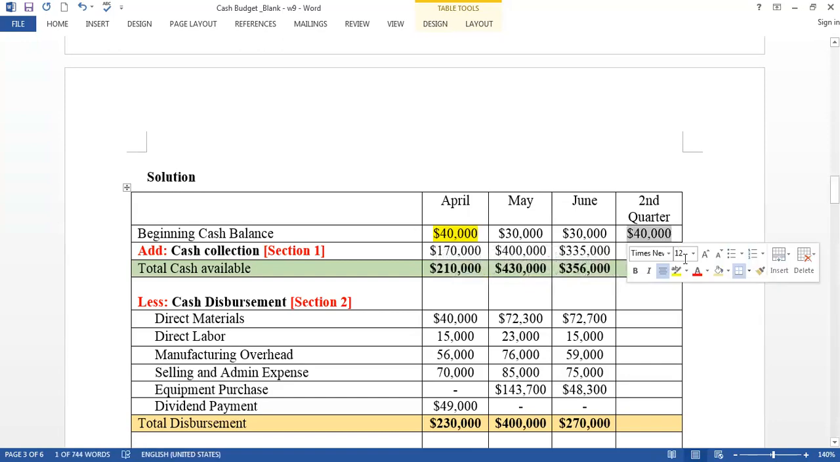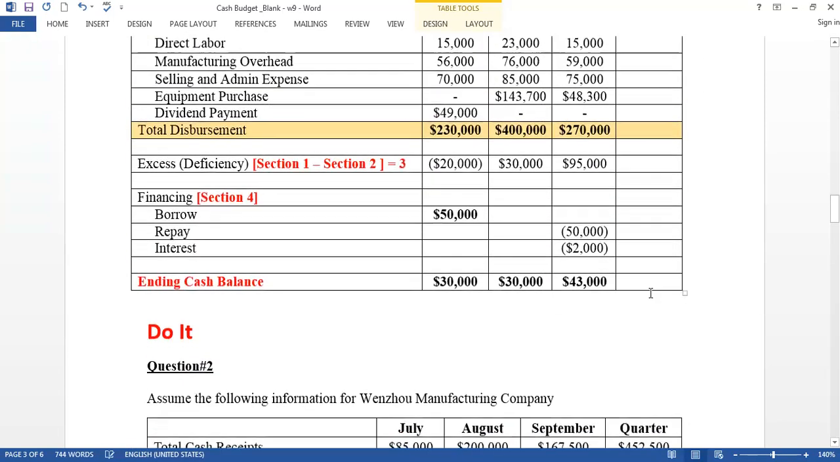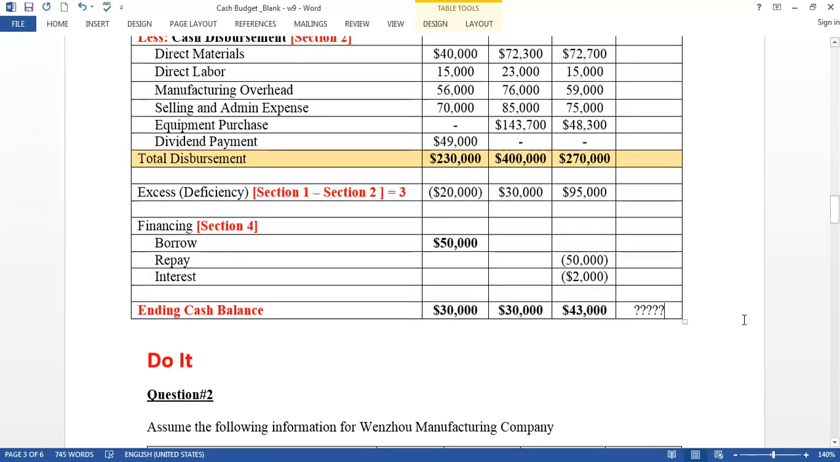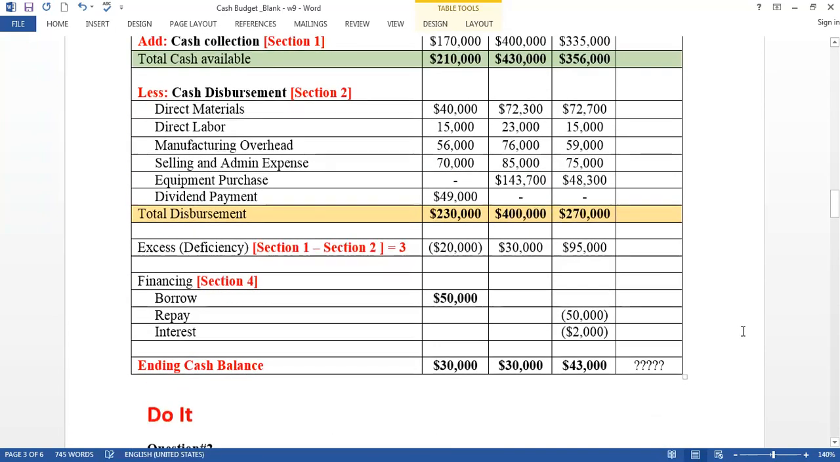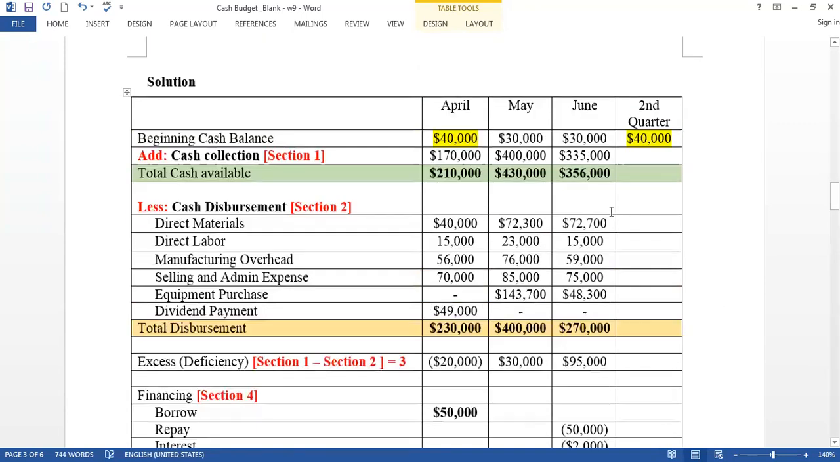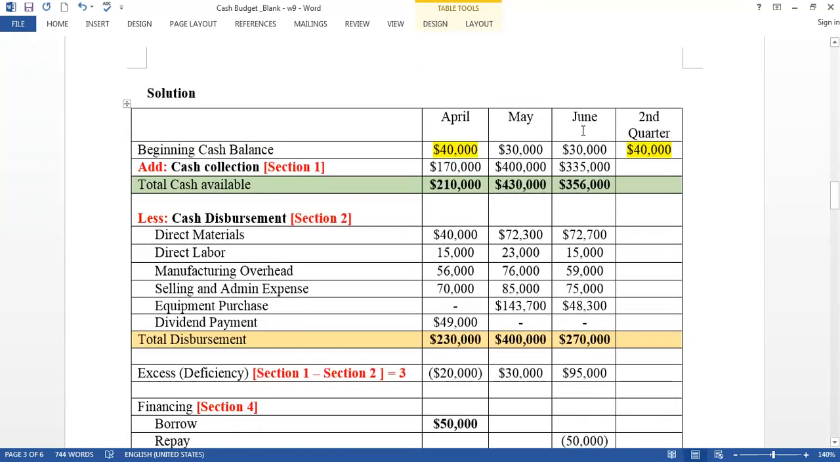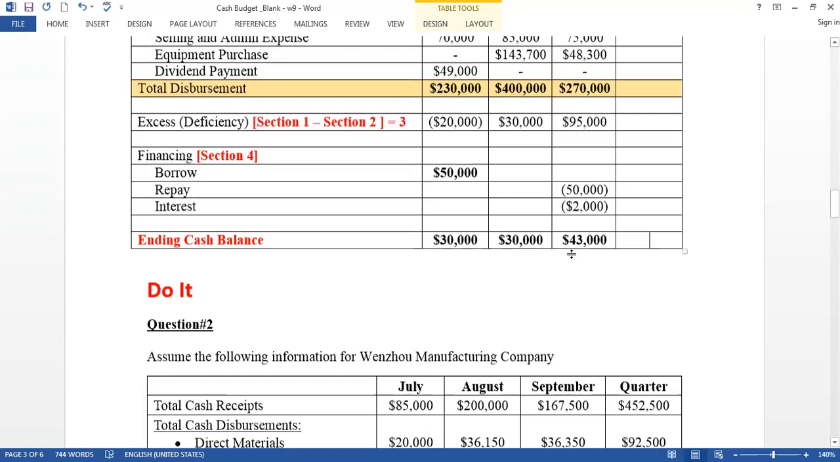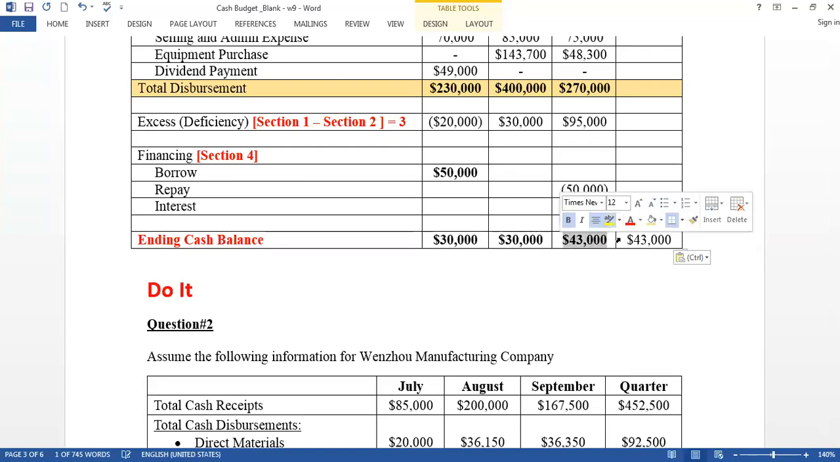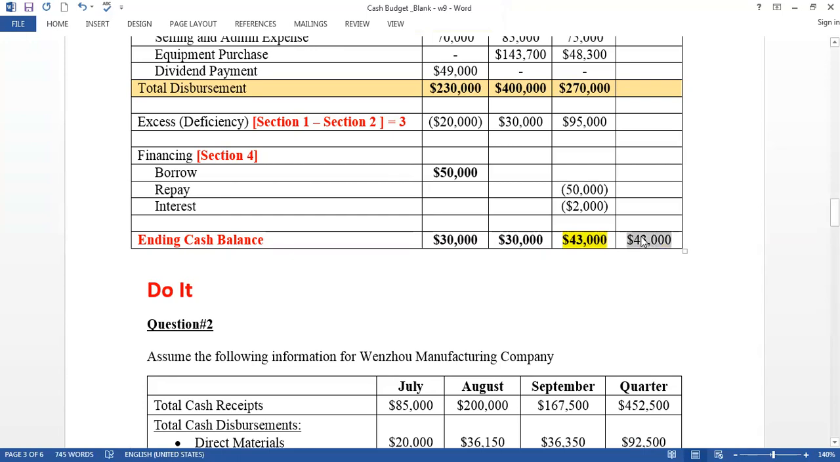Do you understand? Now, if I ask you a question, what should be the ending balance of this quarter? Very good. Yes, $43,000, because June is the last month of this quarter, right? So this $43,000 is the ending balance of the quarter. Most of the students are going to make the mistake here.